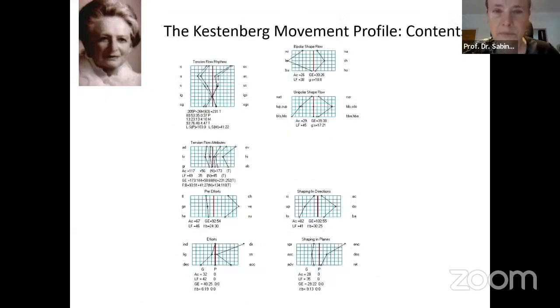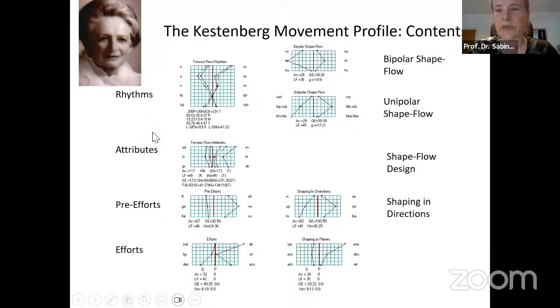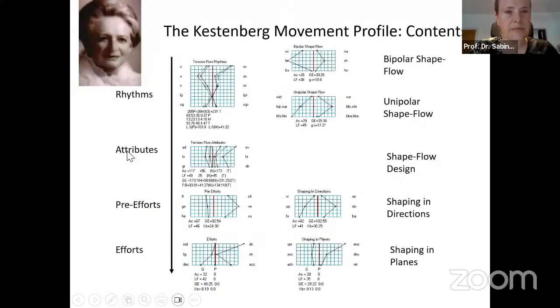So these are the 9 profiles that Kestenberg gives us in total. We're looking at the rhythms only. So that's the upper left here. And the rhythms attributes, you can read all of that, but we're only going to talk about the rhythms. From top to bottom, it's more and more conscious movement. So we have the very unconscious movement, like the rhythms and the shape flow movements. These are tension flow changes in the body.